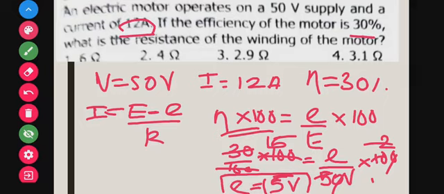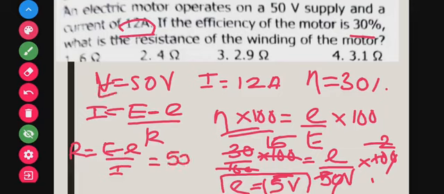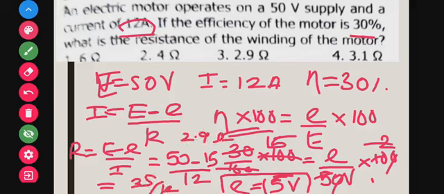Okay, if we substitute in this, we need to find the resistance only, no? So resistance is equal to E minus e divided by I. So E value is 50, minus this e value is 15, and your I value is 12. So you will find 50 minus 15, which is 35, divided by 12, which is 2.9 ohm. So 2.9 ohm, option number 3. Option number 3 is the correct answer for this question.